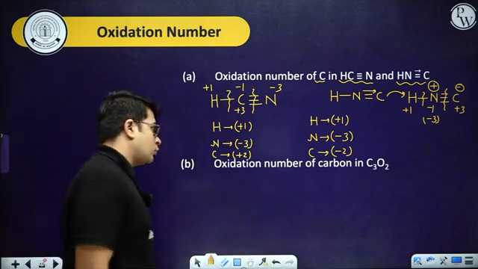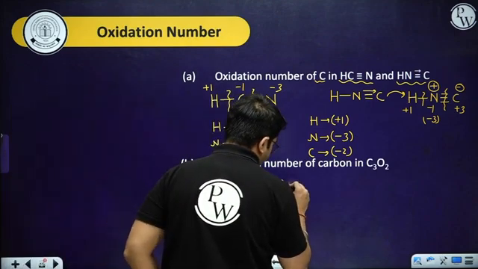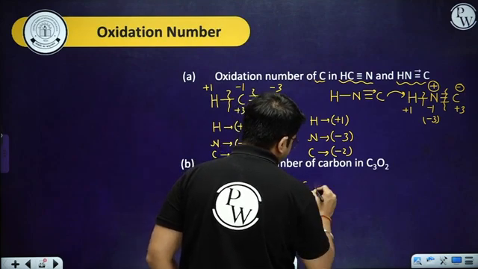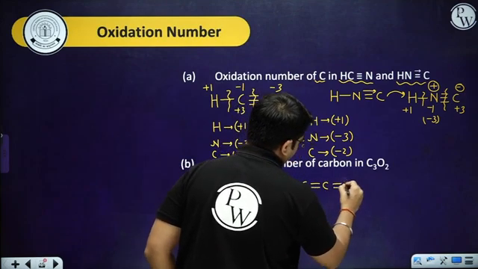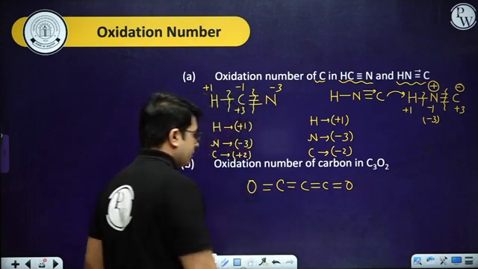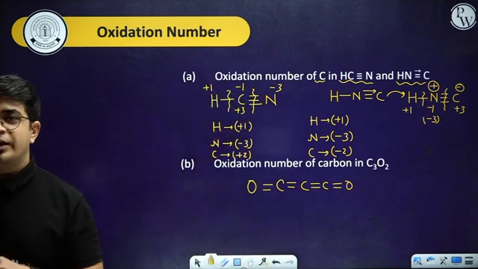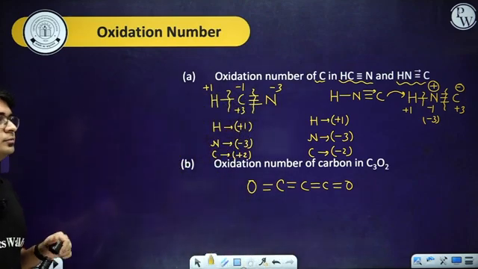In case of C3O2, carbon suboxide, that will be carbon double bond carbon, double bond carbon, double bond oxygen and double bond oxygen. That is the structure of C3O2. Can you calculate? Just try to calculate.